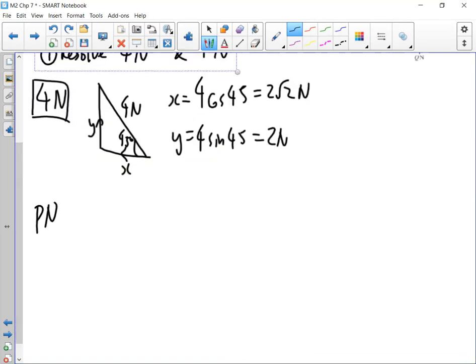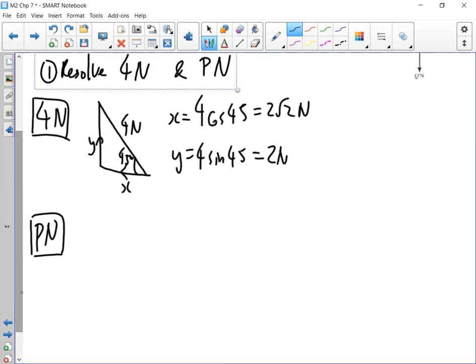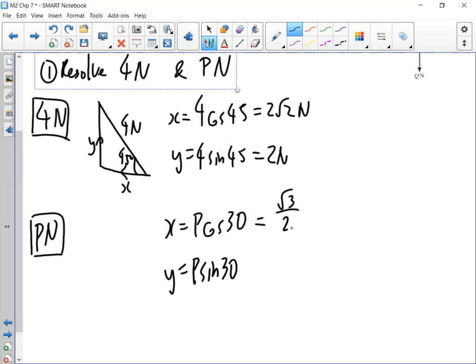This time, I'm not going to draw out the triangle. So P Newton. I'm not drawing a triangle. X is P cos 30, and Y is P sine 30. We know sine 30 and cos 30 are special angles. Cos 30 is √3/2, so √3/2 P. Sine 30 is a half, so it's a half P. Or if you tend to use decimals, you can use 0.5P.